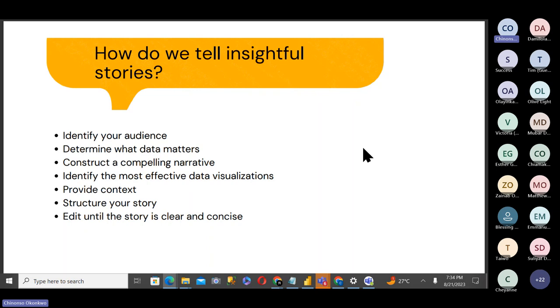So identifying your audience is key. Once you identify your audience, you also identify what they want. What is their objective for that data? Now, once you know the objective, the next step is to determine what data matters.